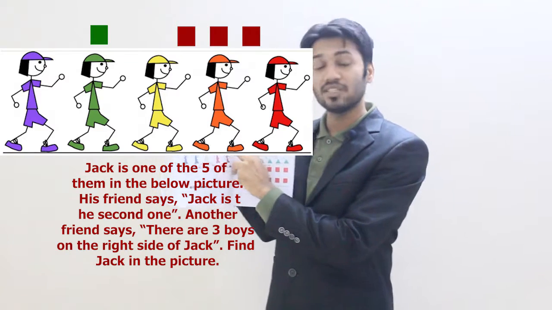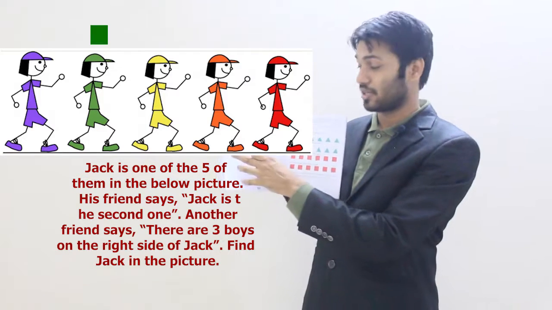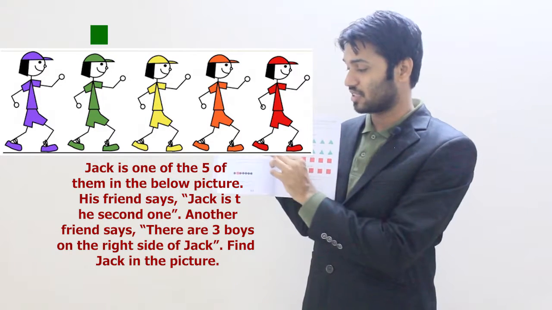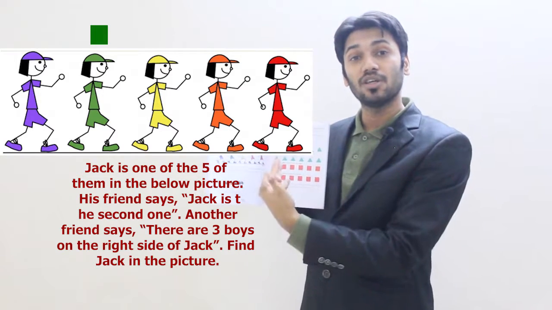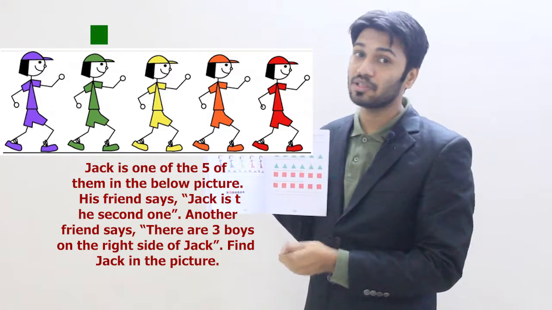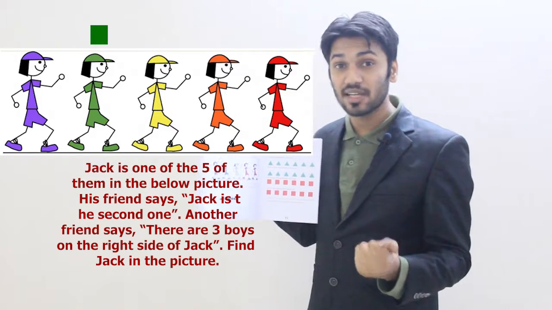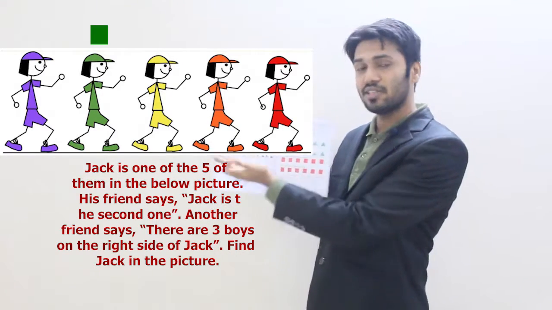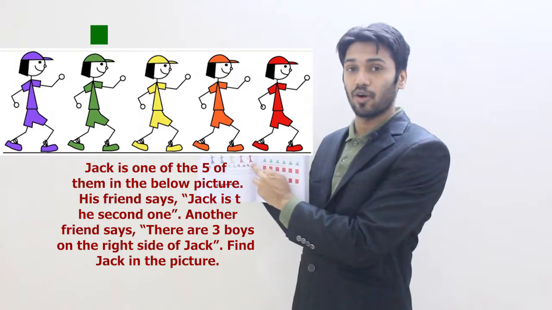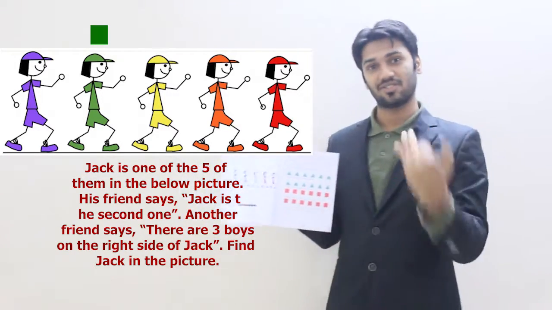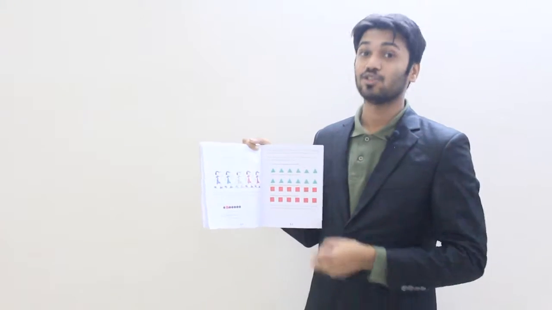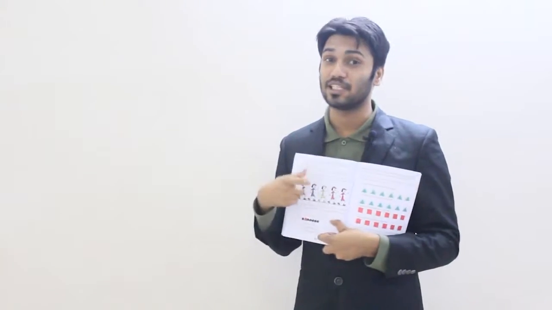Look at what his friend is saying. Jack is in the second. Okay, we have found the second one, either this one or that one. Now another friend is saying there are 3 boys on the right side of Jack. How many boys? 3 boys. Which side? Right side. So the right side is this one. Here 1, 2, 3 boys is gone. So this one is Jack. It matches our criteria. This is a game. So you ask the student to play it first and then you solve it. Okay?